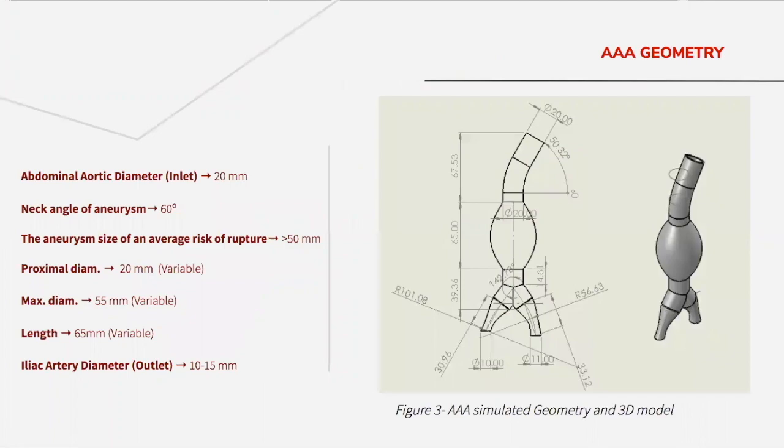For the geometry of our AAA, it has the following measurements. On the figure on the right, we can observe each of the measurements and the final geometry of our AAA.